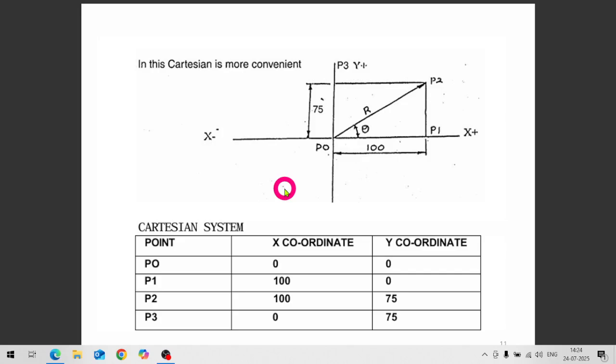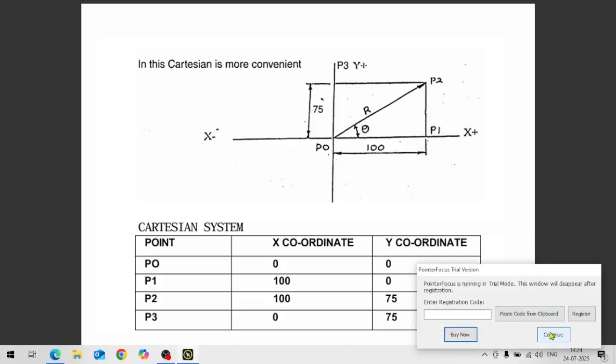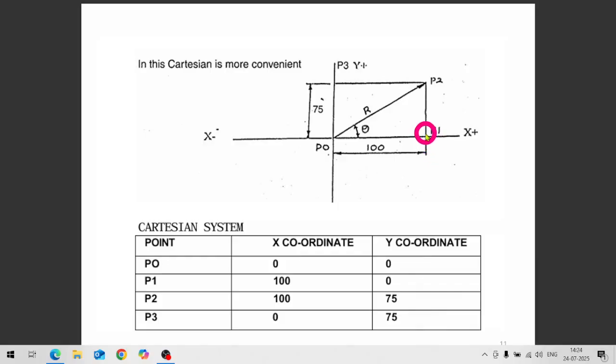If you see here, this is a Cartesian coordinate system. We define this is our x-axis, this is our y-axis, and this is P0, this point, and this is P1, P2, P3. These are the points which we have to define. So in Cartesian system, what will happen? P0 is 0, 0. This point is x0, y0. This is origin. Then next point P1. P1 is this point. P1 x coordinate is 100 mm and y coordinate is 0. So x100, y0 will be the coordinates of the P1 point.